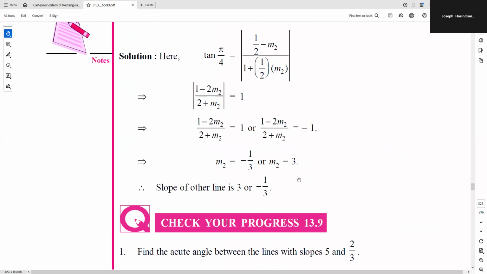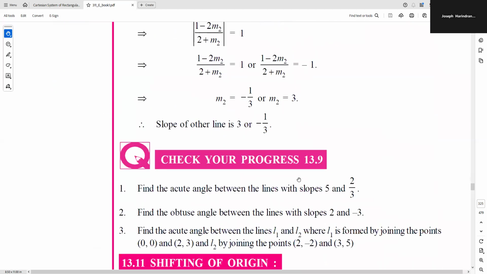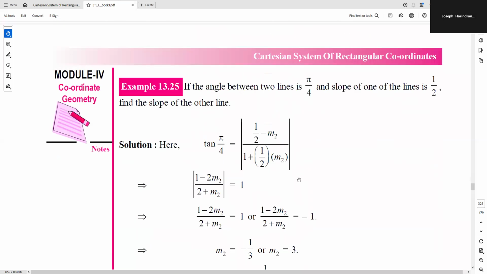Using some standard values, if the value you get is 1, then it is definitely 45 degrees. We can say that it's 45 degrees, because tan theta is 1. And other than that, we can say the slope of the line can be found out. If the angle between the two lines is given and one slope is given, then we can find the slope of the other line using the same formula, m1 minus m2 by 1 plus m1 m2.